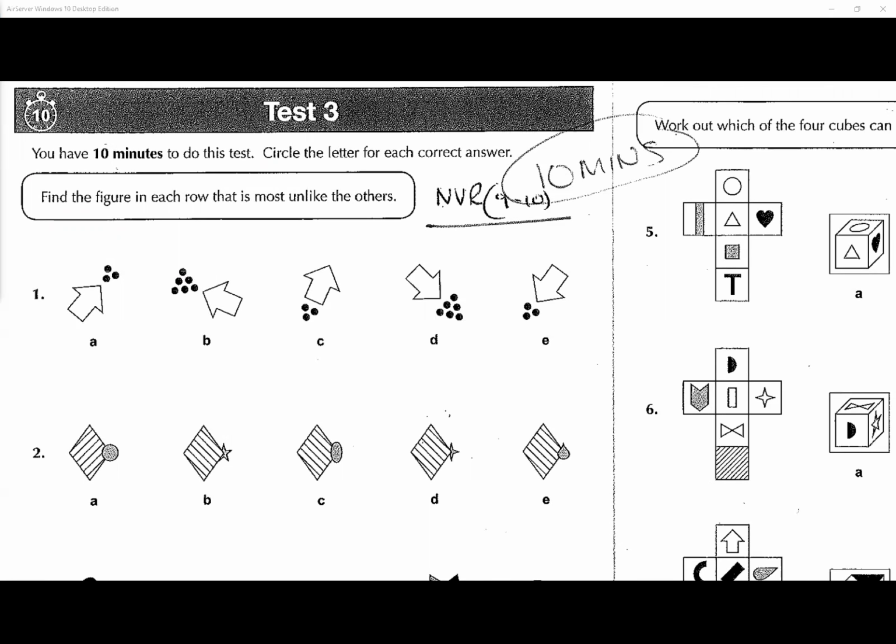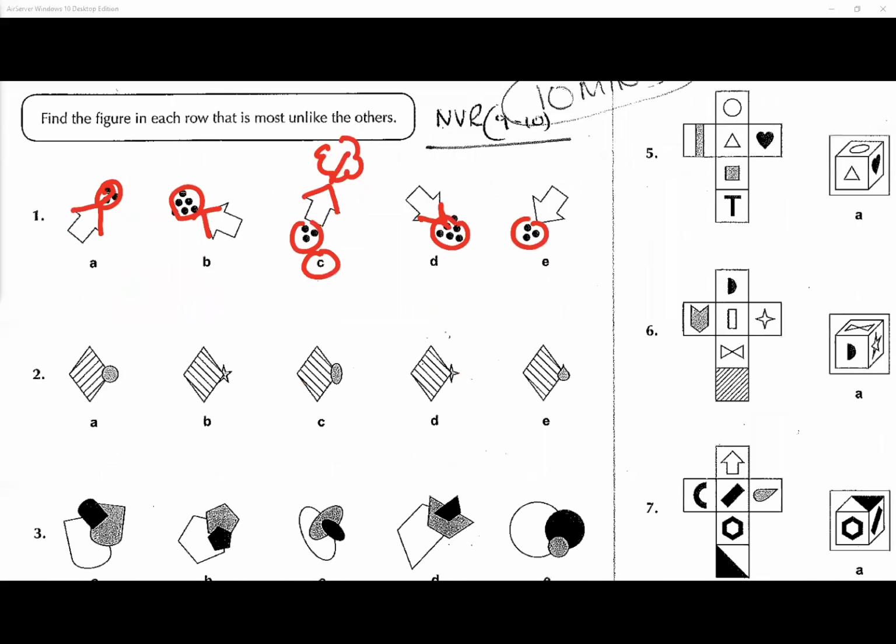So if I look here, I can see that the arrow is pointing towards the dots. This one is pointing, and the dots are nowhere to be seen. The dots are missing. They're on the other side. Pointing towards the dots, pointing towards dots. So definitely C is the odd one out.